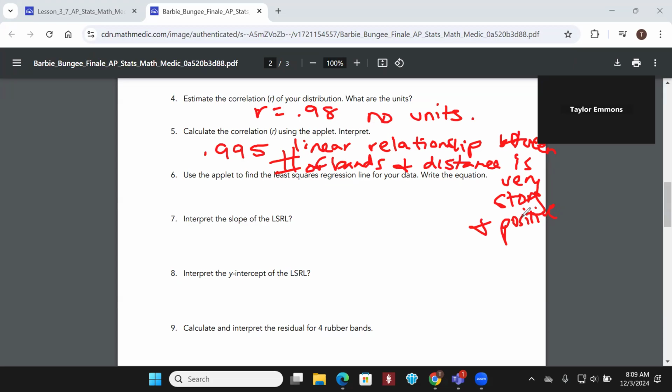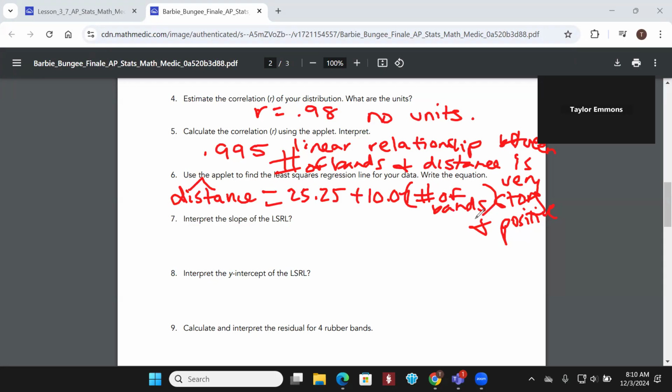Okay, so then you're going to find the least squares regression line. It does it for you. So this is why knowing your calculator is an important thing. You should get something similar, maybe not exact, but distance is going to equal 25.25 plus 10.01 times the number of bands. This is your important part. So if you haven't gotten your equation for your data, you need to do that now, because otherwise you can't do what we're about to do in just a second.